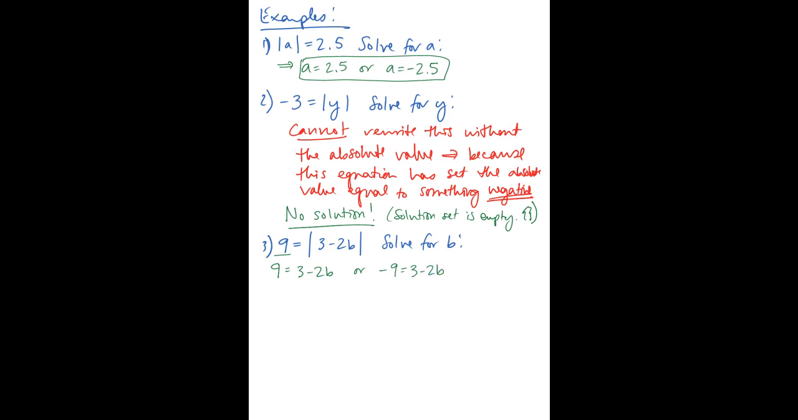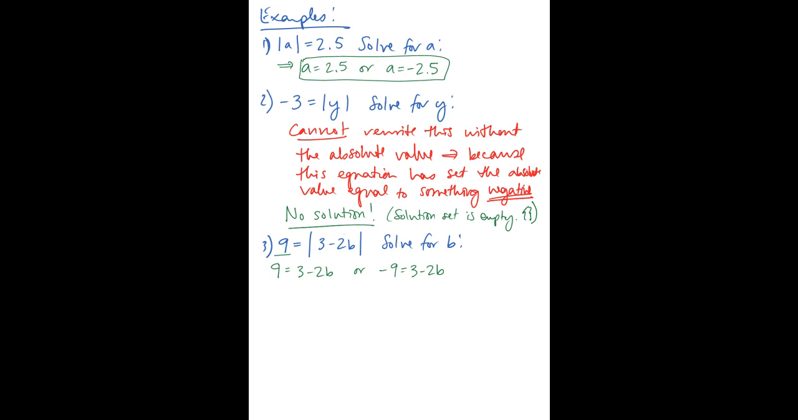This makes sense. If we think about it, what does the absolute value do? All it does is take away any negative signs if they're there. So if 3 minus 2b is positive, it should be equal to positive 9 in order for us to take an absolute value and get a 9. Or if 3 minus 2b is negative, it should be equal to negative 9, because that's the only thing we can take the absolute value of and get 9.